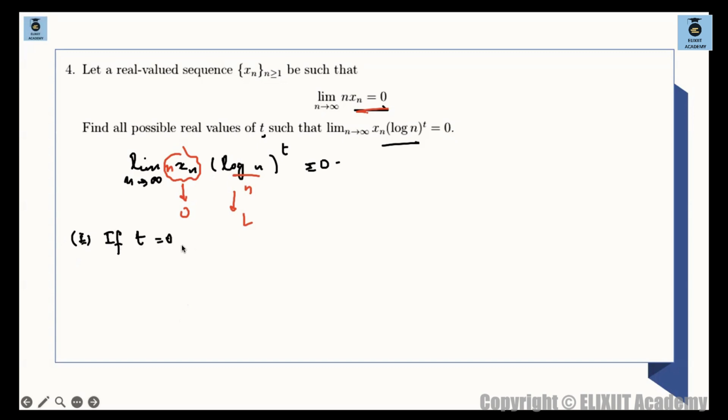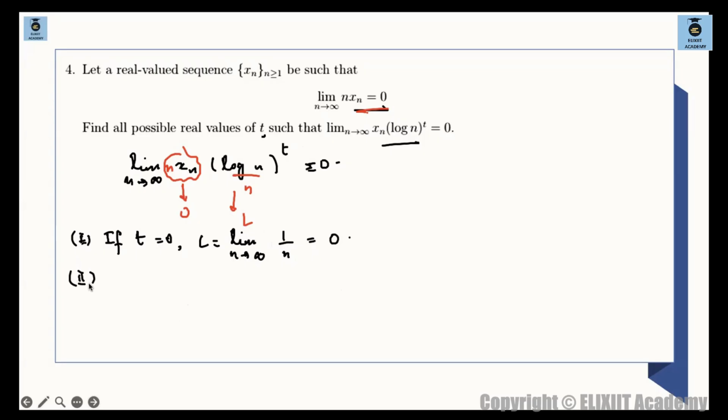If t is 0, what happens? So limit n tends to infinity, L will be what? I am focusing on L. L will be the limit as n tends to infinity. It's a very simple limit. If t is 0, something raised to the power of 0 is 1 only. So 1 by n will tend to 0 only. So in this case, L will be 0 only.